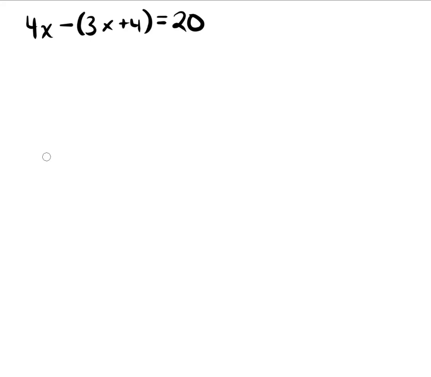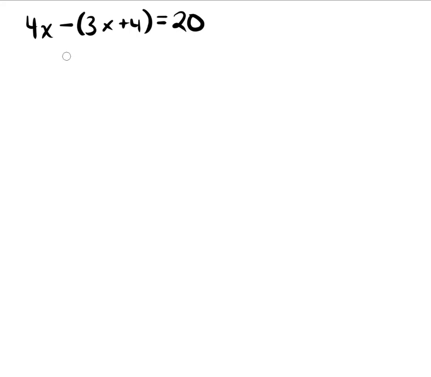All right. For this one, I would like for you to pause it and see if you got it right. So in this case, I have 4x minus 3x plus 4 is equal to 20. Looking at it, you might be perplexed, wondering what on earth you're supposed to do here. You might be wondering, what can I multiply? There's no number here, so this might be a little confusing to you.